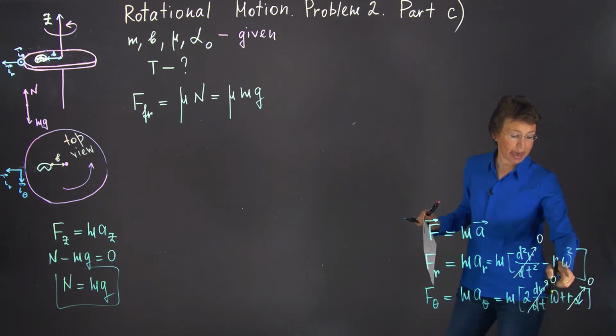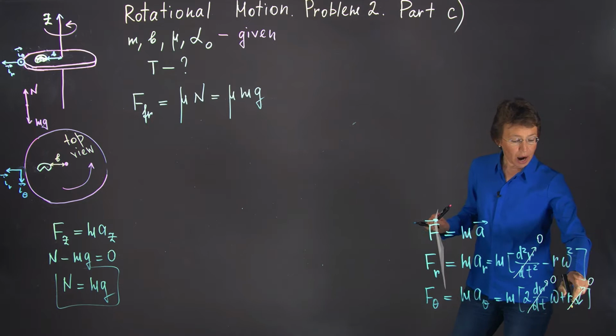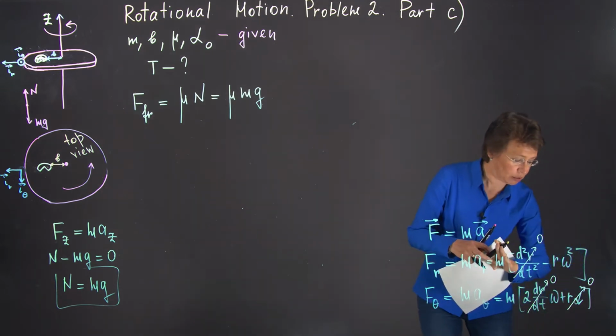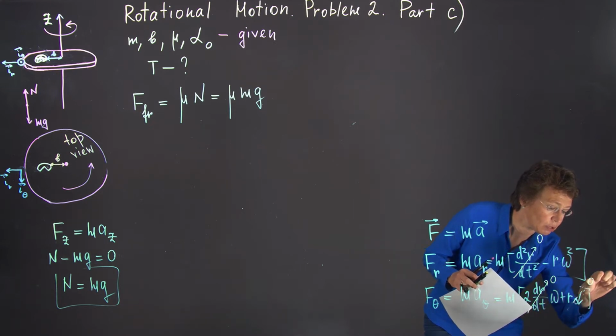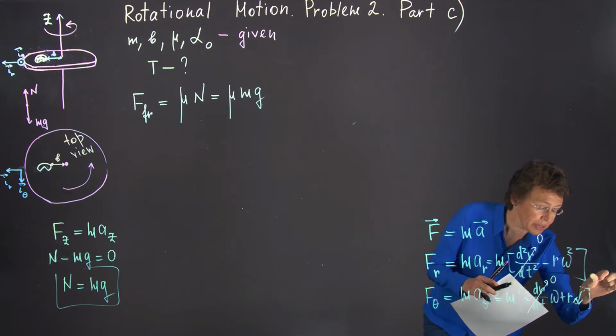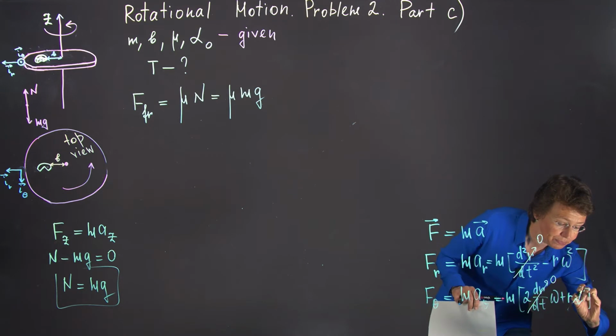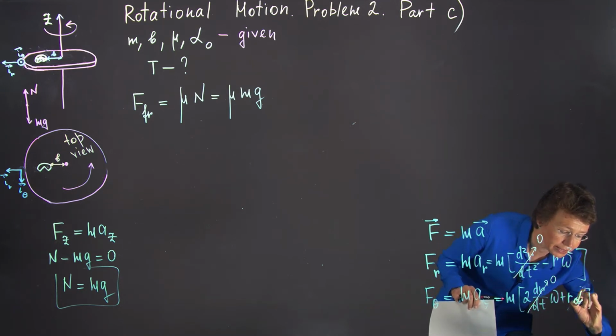Here is omega, here is alpha. Alpha is not 0 anymore. We need to correct this part. It's not 0 anymore. I erase this 0. There is non-zero alpha here, okay?